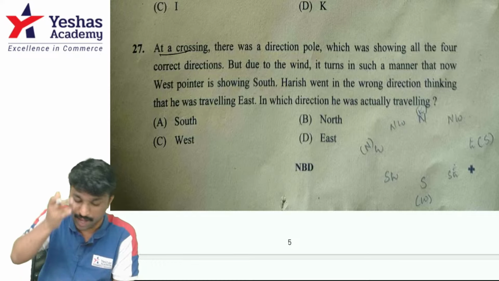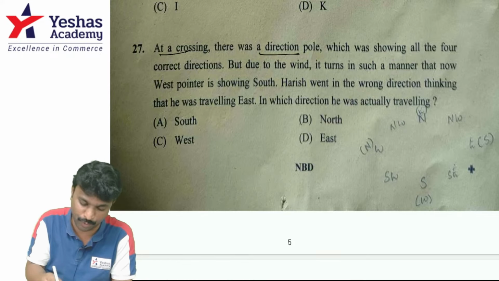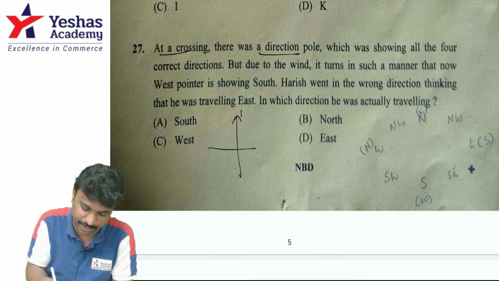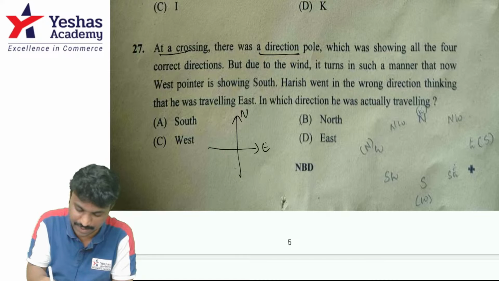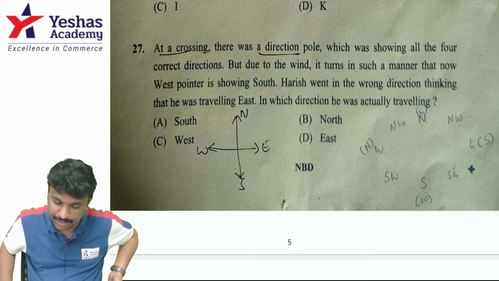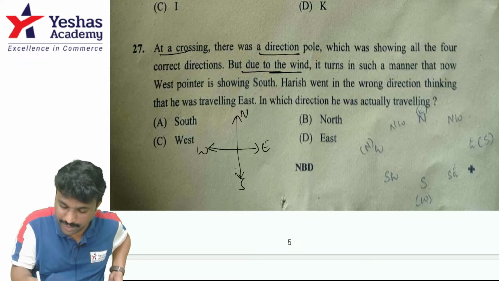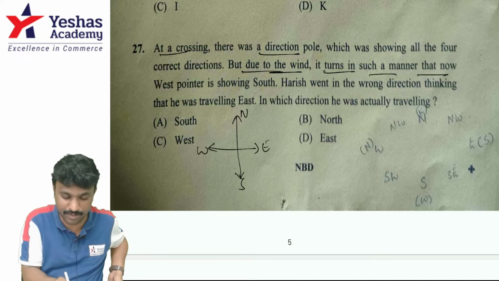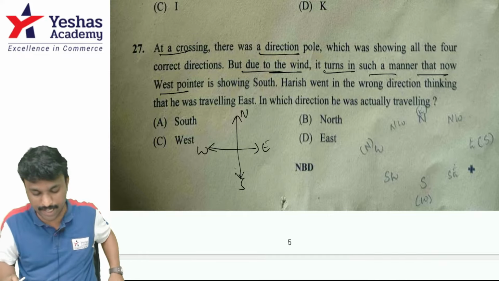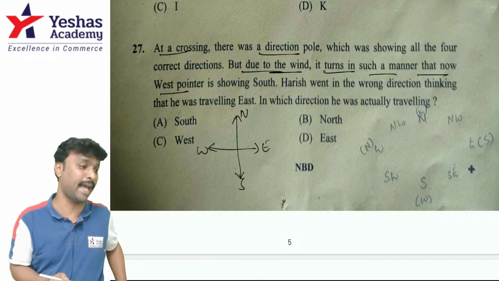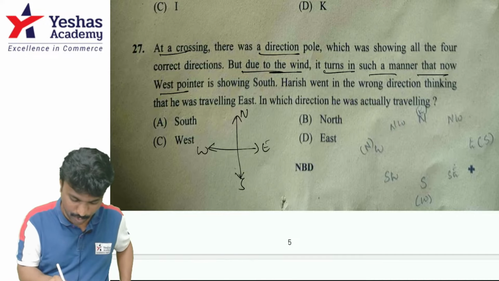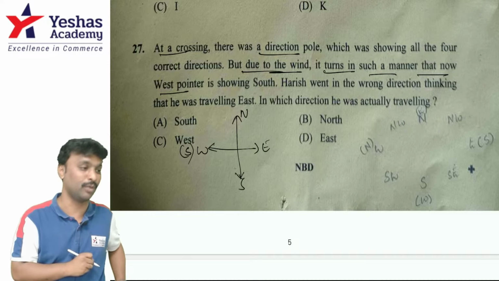Question number 27. At a crossing, there was a direction pole. This is north. This is east. This is west. This is south. This is a normal direction pole. But due to the wind, it turns in such a manner that now the west pointer is showing south. So the west pointer is actually showing south.